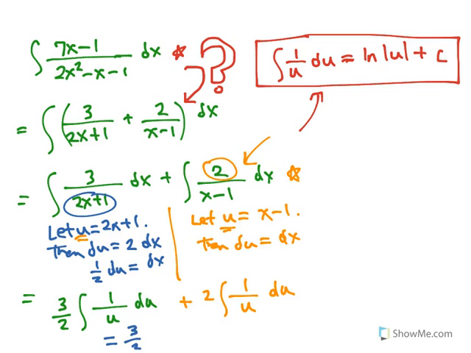So now for the first integral, I will have, for the antiderivative, natural log of the absolute value of u, which is 2x plus 1.